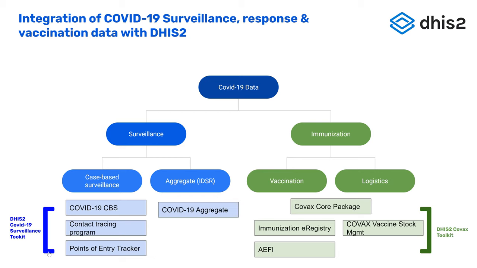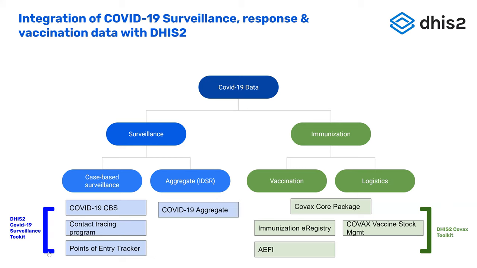So within these components, our surveillance toolkit covered several aspects of case-based surveillance. So the core case-based surveillance program that links with laboratory data, as well as some other surveillance and response components, such as contact tracing and points of entry. And then we also had this COVID-19 aggregate data, to be able to support routine, timely, aggregated reporting, particularly in settings that might not have the infrastructure to get the case-based electronic individual-level data. This is a stopgap to be able to bring all of the data together and support those routine situation reports.